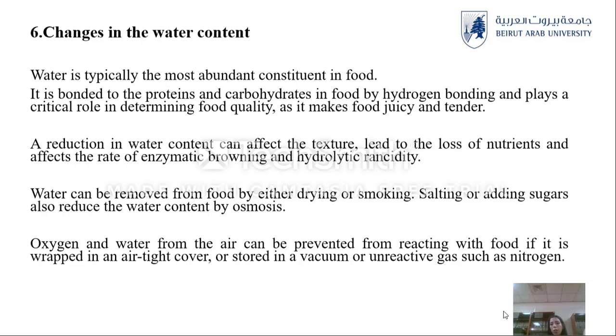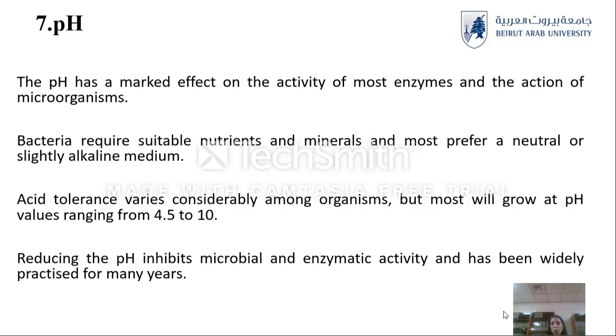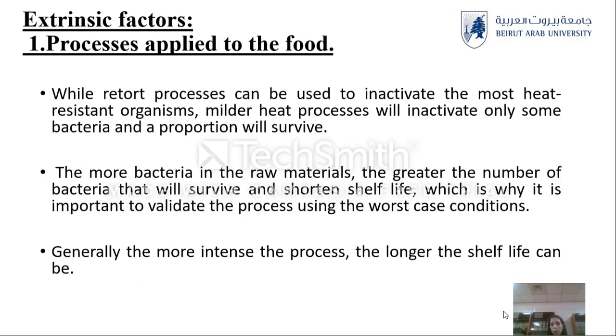And oxygen and water can be prevented from reacting with the food by adding a vacuum or any kind of gas. pH: the more we increase the pH, the acidity will be lower. The more we increase the acidity by lowering the pH, the more we can control the activity of the enzymes and the activity of the bacteria. Noting that some bacteria are acidophilic, they don't really care about low pH, they can still survive and grow. So reducing the pH will inhibit microbial and enzymatic activity and has been widely practiced for many years.